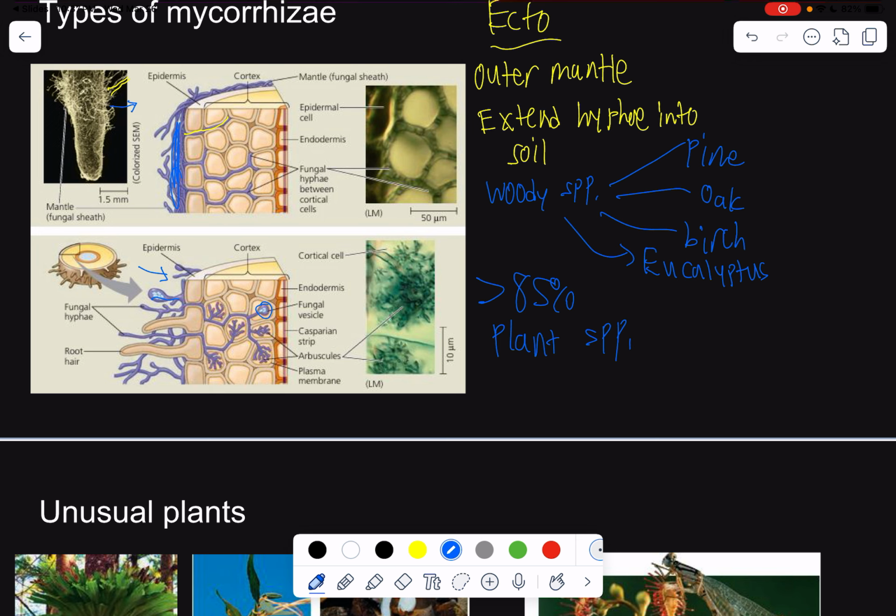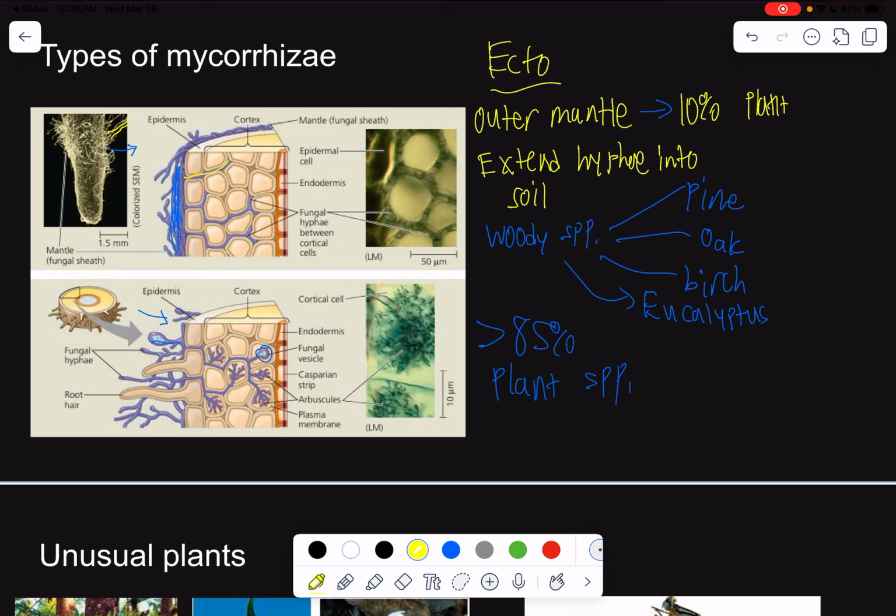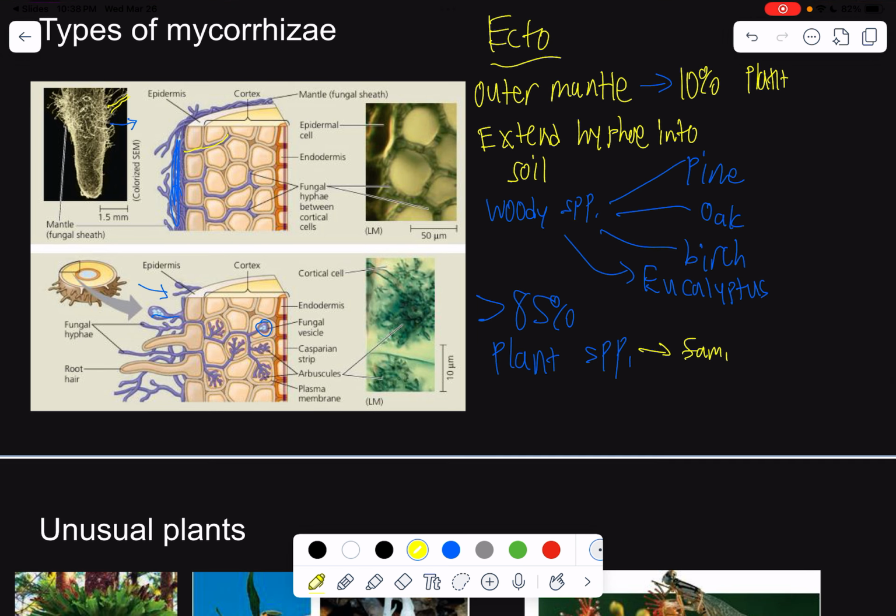And again, like we said, only about 5%, because this is 10% of families, and this is about 85% of plant families. So therefore, about 5% do not form any sort of mycorrhizal association.